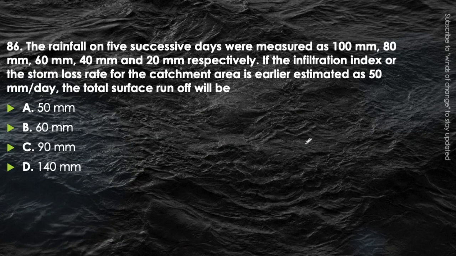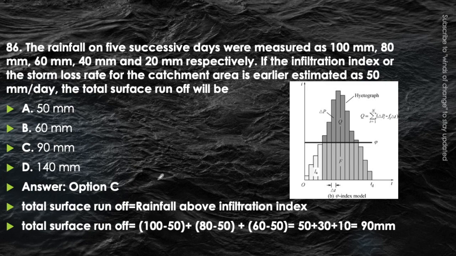Next question. The rainfall on 5 successive days was measured as 100 mm, 80 mm, 60 mm, 40 mm and 20 mm respectively. If the infiltration index or the storm loss rate for the catchment area is earlier estimated as 50 mm per day, the total surface runoff will be 50 mm, 60 mm, 90 mm or 140 mm. Just think about it. You can use your notebook also to calculate it. It is an easy question. The answer will be option C.